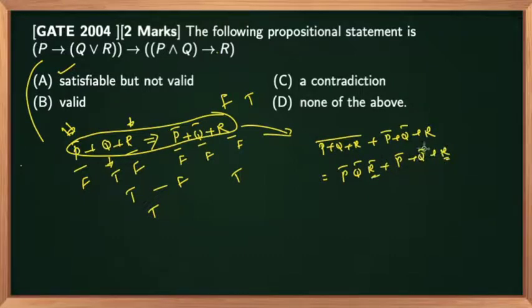So I have Q bar here, right? So this term contains Q bar, so I can just remove this, right? So this is getting evaluated as P bar plus Q bar plus R, and we know that it is not evaluated as always true or always false. So it is satisfiable but not valid.